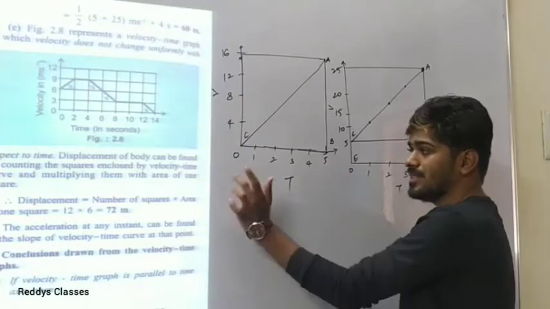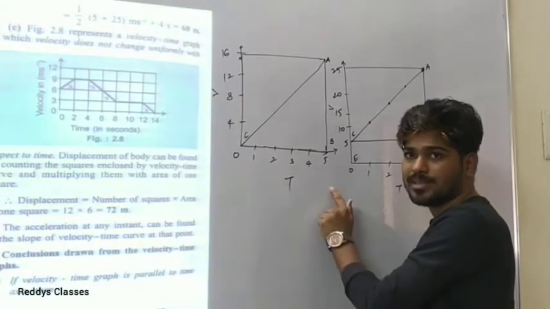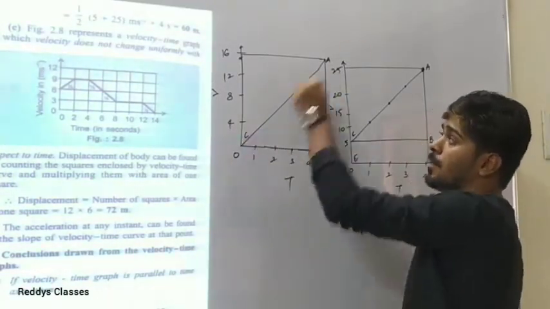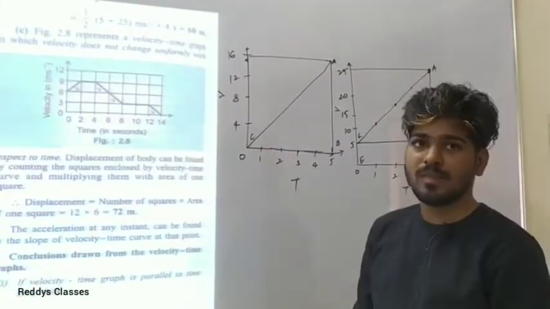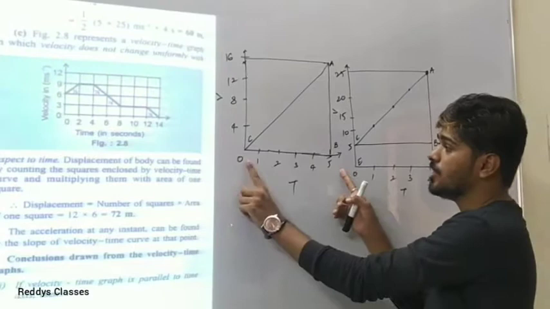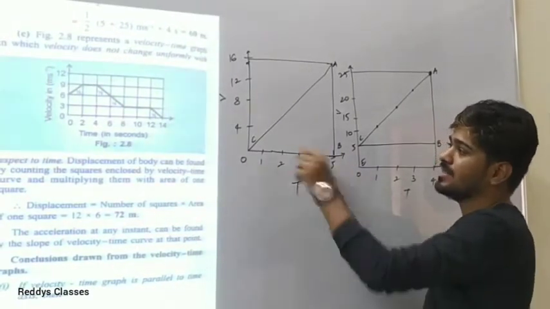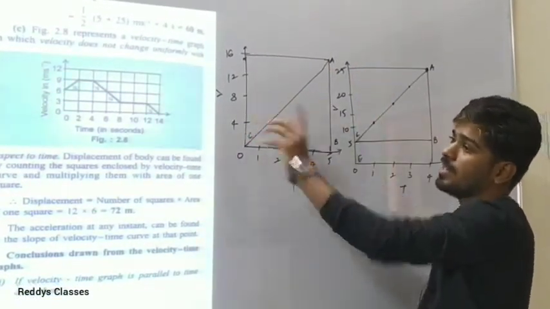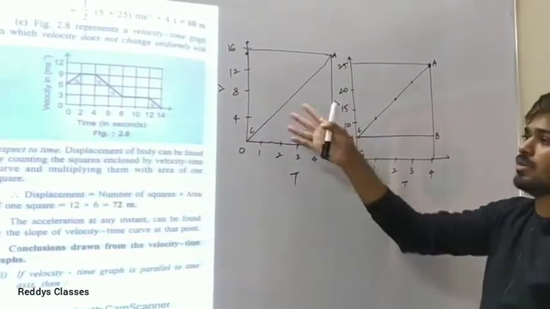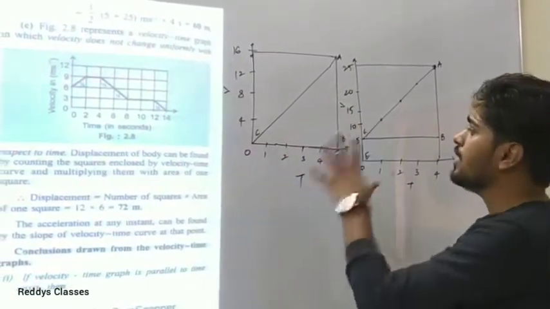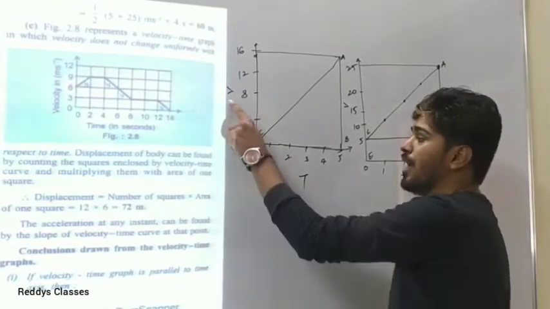This x-axis is our time axis, but this slanted part is not parallel to it. So here you can see this part is not parallel to the time axis. The velocity time graph is a straight line but is not parallel to the time axis. Okay, what does this represent? It represents a velocity time graph.